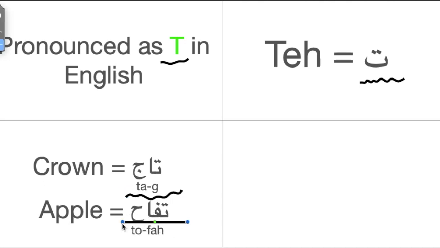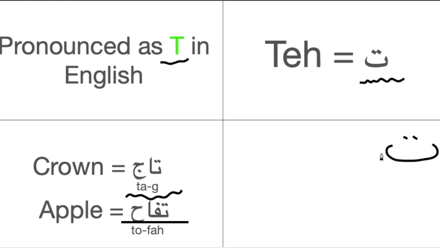Tuffah means apple. T, F, Alif, Ha. How do we write T? You remember our dinner plate? Here we go. And instead of putting one dot on the bottom as in B, no, we're going to put 2 dots on the top.